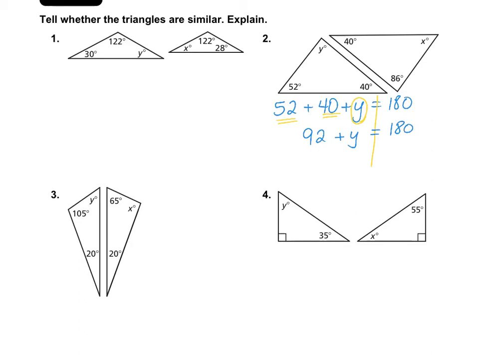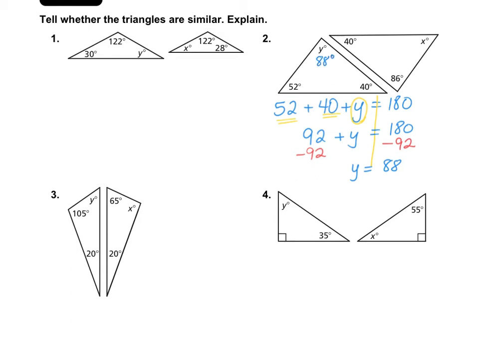Now we need to finish by subtracting off the 92 from both sides so that we get the variable by itself. So y is going to equal 88. So let's see what we have here. If y is equal to 88, I'm going to write that up here.